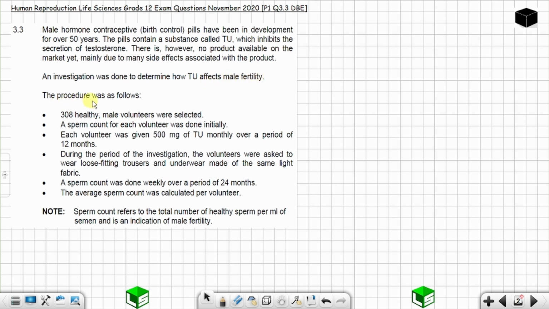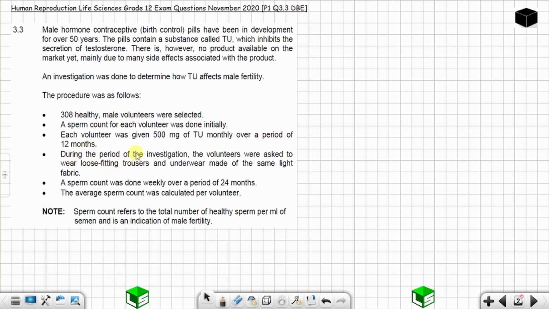The procedure was as follows. 308 healthy male volunteers were selected. A sperm count for each volunteer was done initially. Each volunteer was given 500 mg of TU monthly over a period of 12 months.